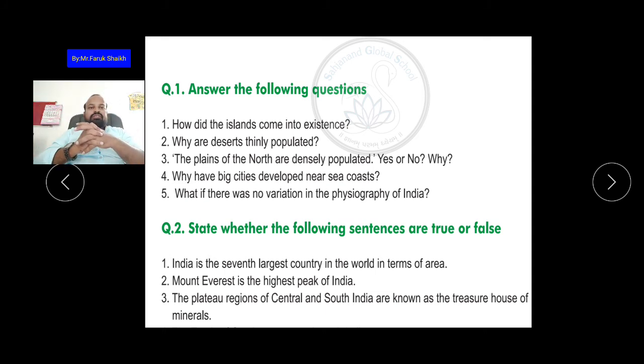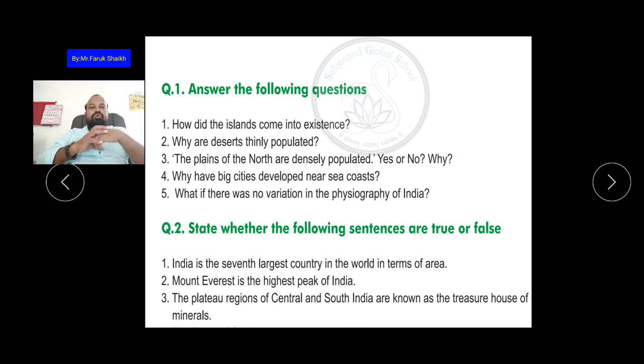Why are deserts thinly populated? As I just taught you about the desert, in the desert region there is scarcity of water, and basic necessities are also not available. This is a barren and dry region, and that is why these deserts are thinly populated.